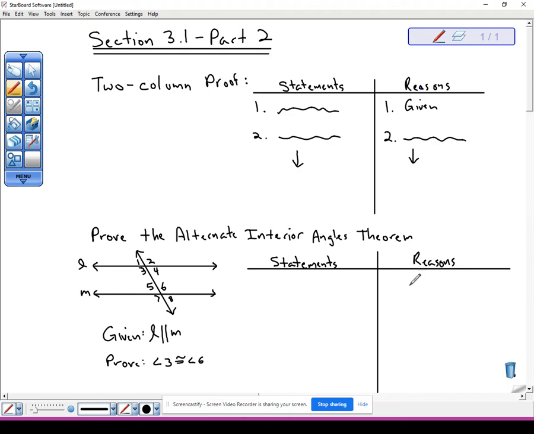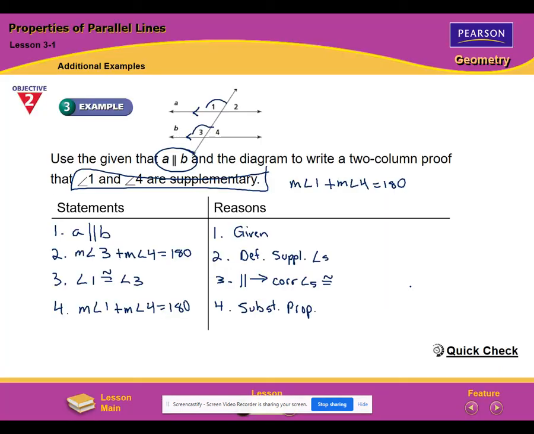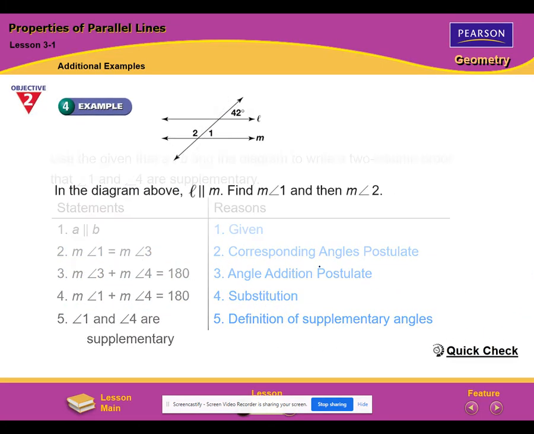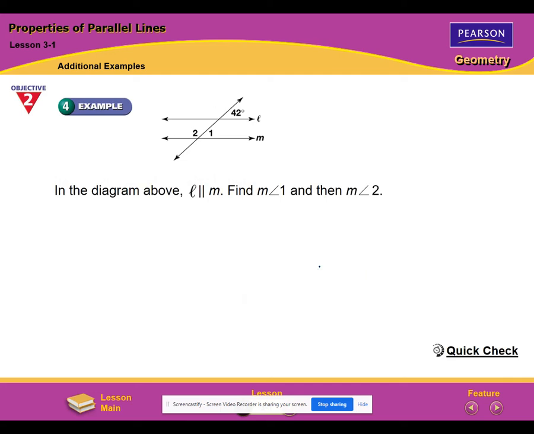Okay, so an example. Oh, you know what? I wanted to do another. I'm a little out of order here. I wanted to do one more example here before we get really into the proofs. Find the measure of angle 1 and then the measure of angle 2.